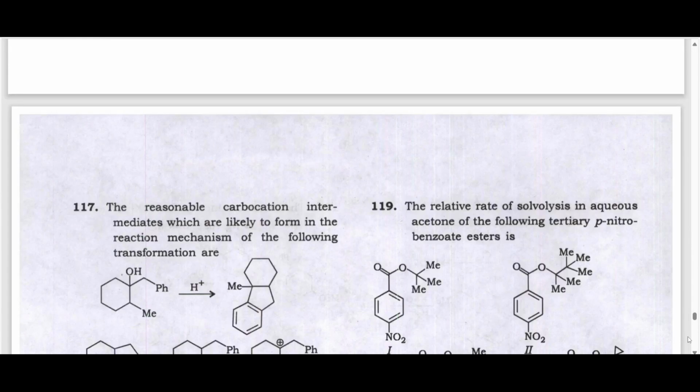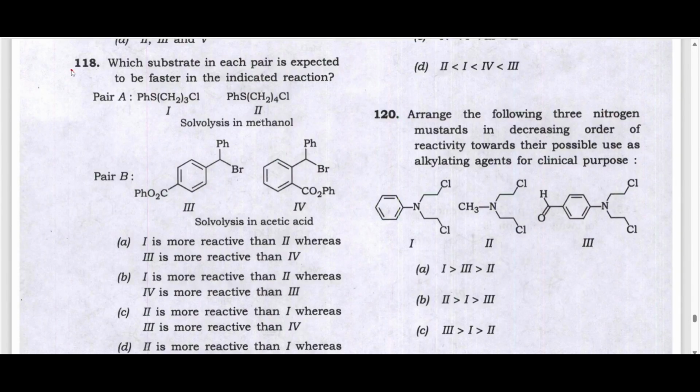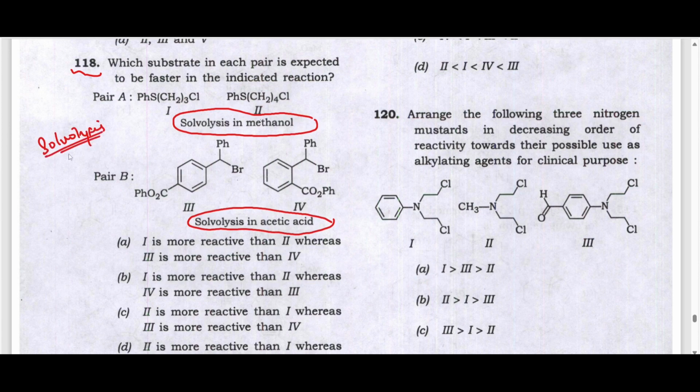Now we will discuss one more question, that is question number 118. In this question, they asked which substrate in each pair is expected to be faster in the indicated reaction. So they are providing you two reactions. One is solvolysis in methanol and the second is solvolysis in acetic acid. Okay, so students, in a solvolysis reaction in methanol or acetic acid, there will be generation of a carbocation. And the stability of the resulting carbocation will decide which substrate will be more reactive.